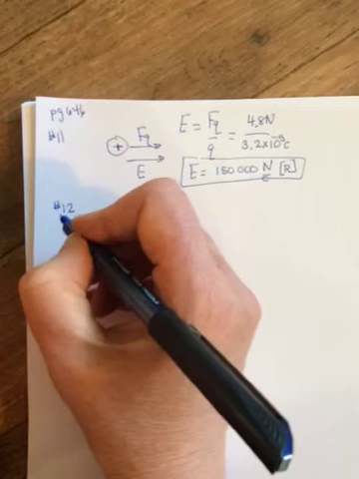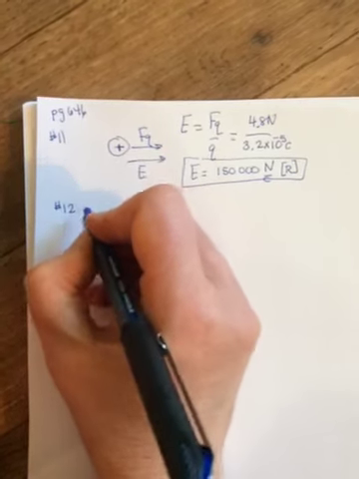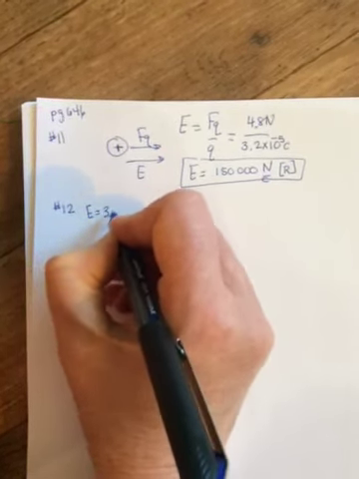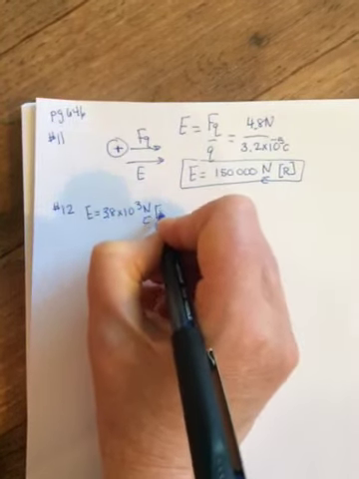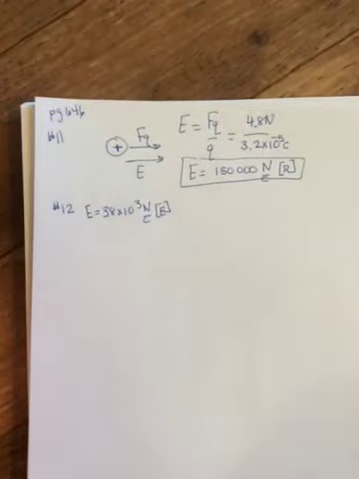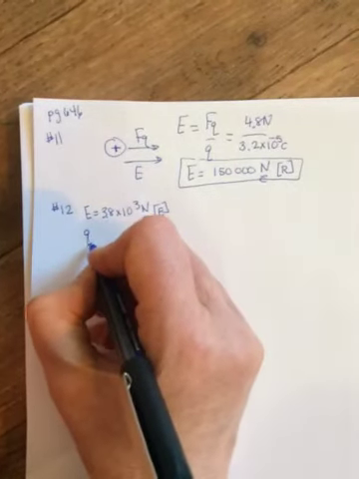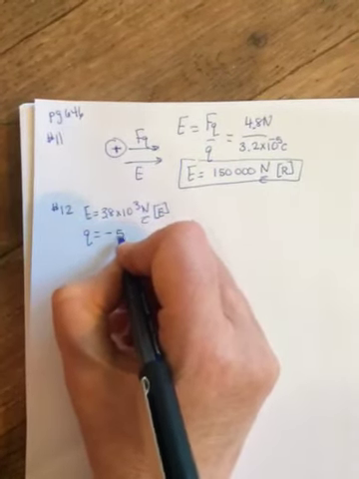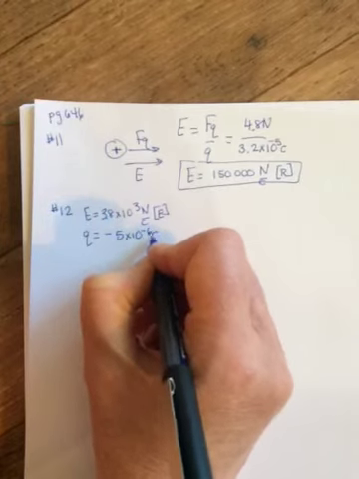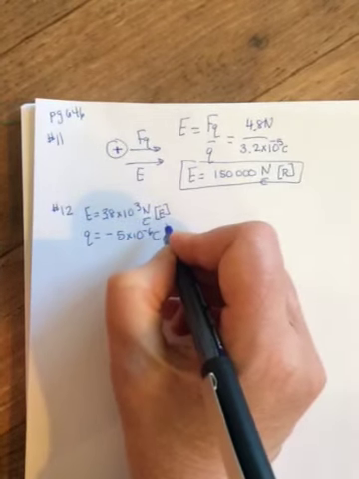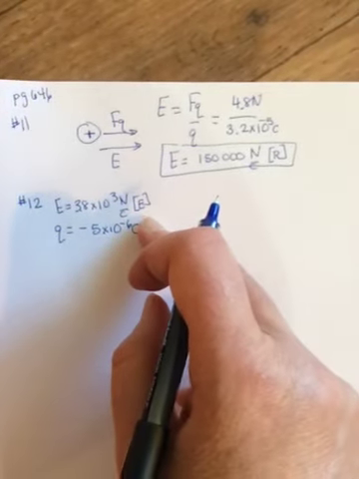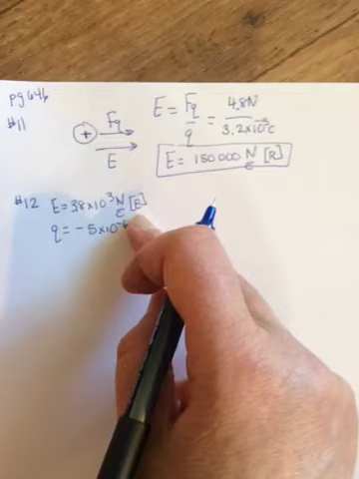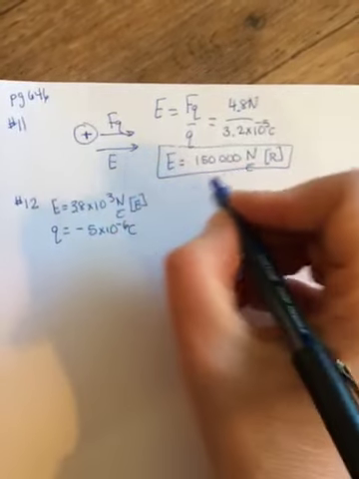Number 12, an electric field points due east, okay, with a magnitude of 3.8 times 10 to the 3 newtons per coulomb, and that's east. At a particular location, a charge of negative 5 microcoulombs. So this time my charge is negative. And we know that for a negative charge, the force and the field are going to be in the opposite direction. So this time my force should be west if my field is east. What is the magnitude and direction of the force?